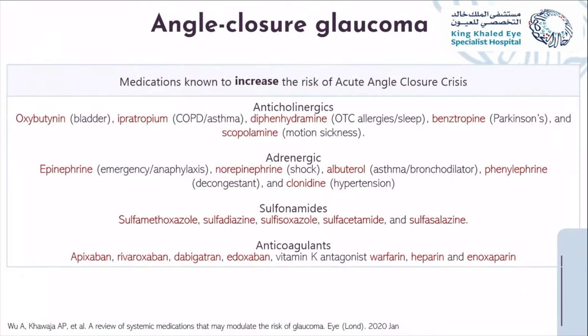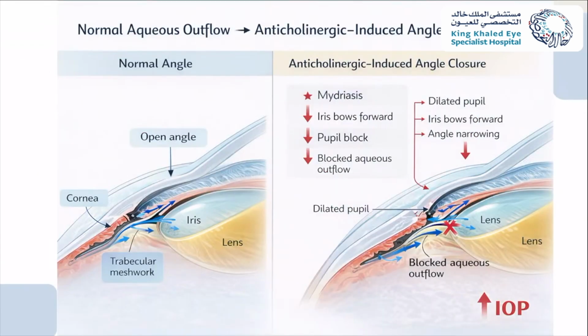This table shows the medications that increase the risk of acute angle-closure glaucoma. I will talk about anticholinergic medications. Also, we have adrenergics such as epinephrine, norepinephrine, and albuterol. For the sulfonamides, I will also talk about them in the next slide. And we also have anticoagulants, which can lead to hemorrhage in the retina and inside the eye, and will lead to increased intraocular pressure.